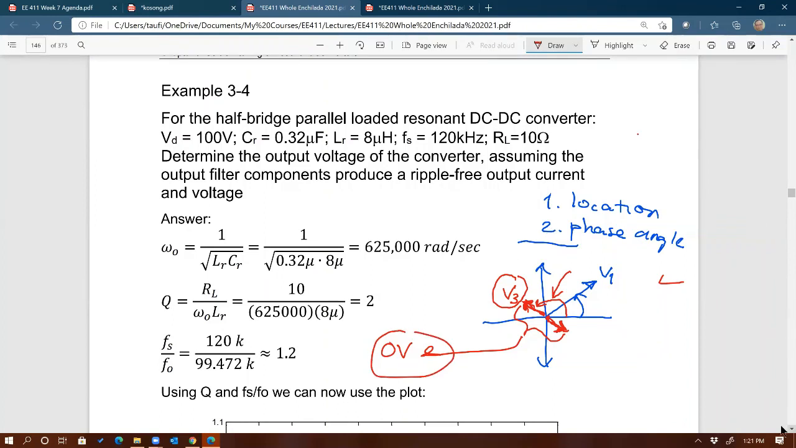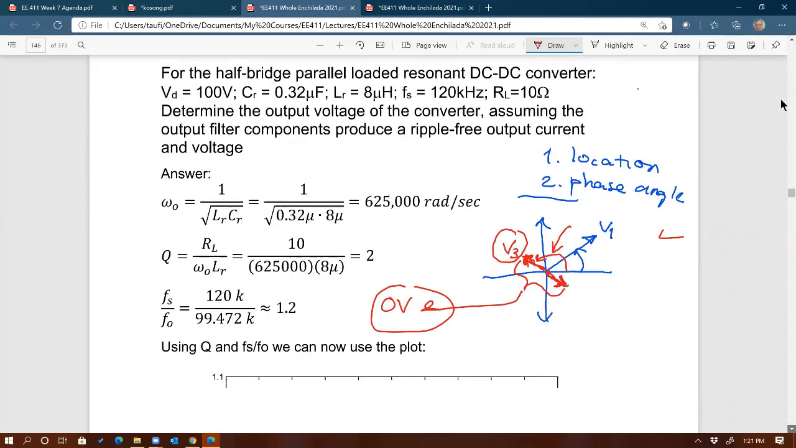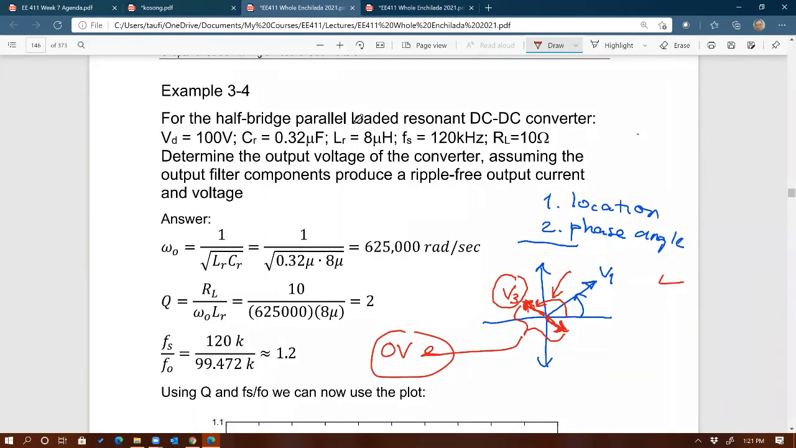Okay, any other questions? If not, this is an example for a half bridge parallel loaded resonant converter. Input is 100 volts, and then we have the capacitor and resistor, and then we have the switching frequency, and then the load resistance. These are all given. So you already selected the resonant components, the switching frequency, the input voltage, and the load resistance. Determine the output voltage of the converter, assuming the output filter components produce a ripple-free output current and voltage.